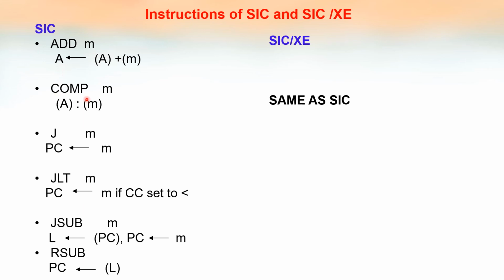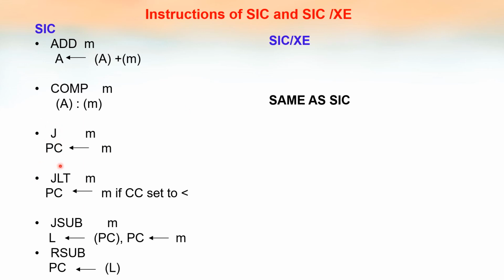Next is the compare instruction, COMP M. This compares two values. One value will be by default in the accumulator and the other value is given as the operand. So the accumulator value and the content of the memory address are compared. According to the result of the comparison, the condition code is set, which means a type of flag is set. If the first value is less than, the less than flag is set. If the first value is greater than, the greater than flag is set, and if both are equal, the equal to flag is set.